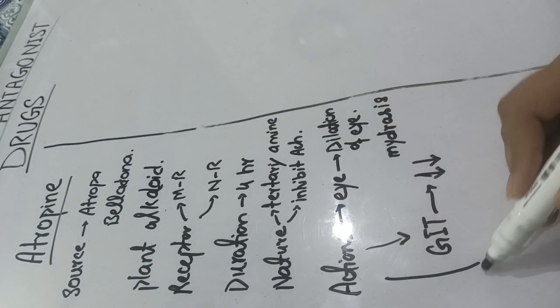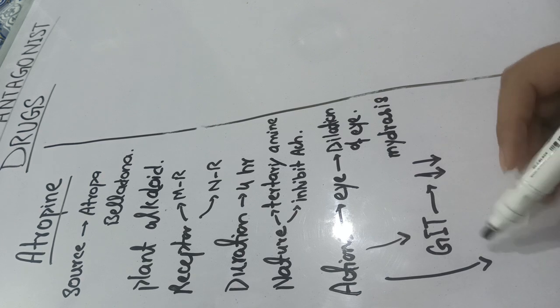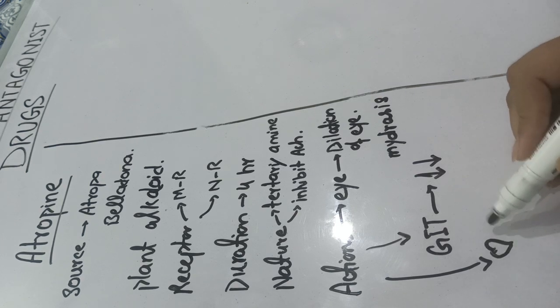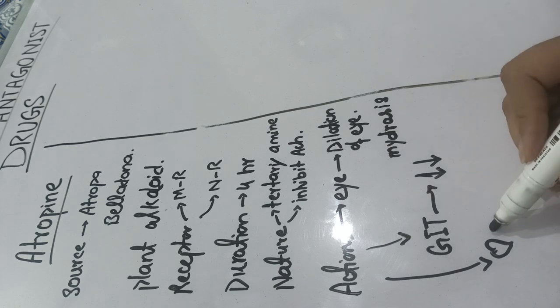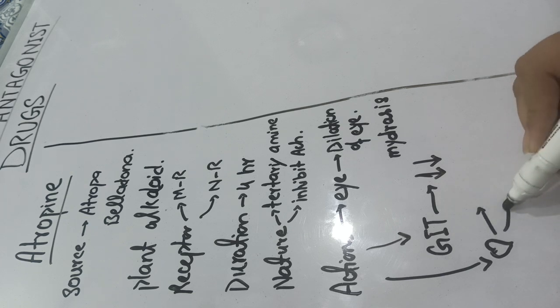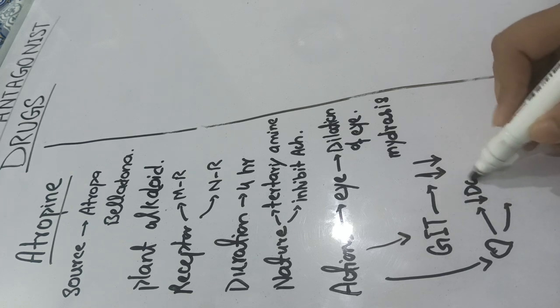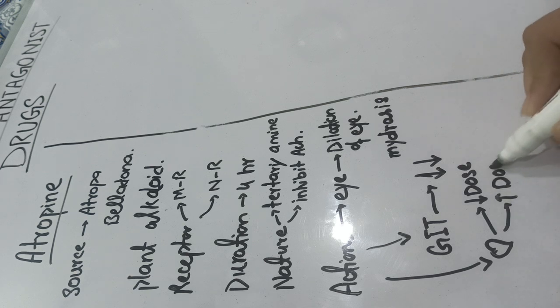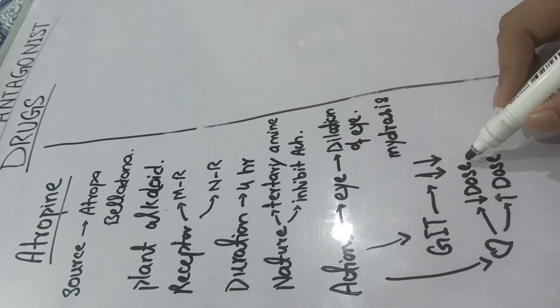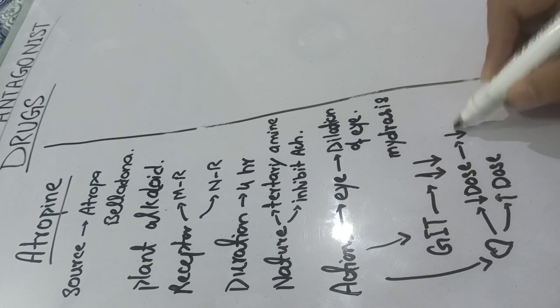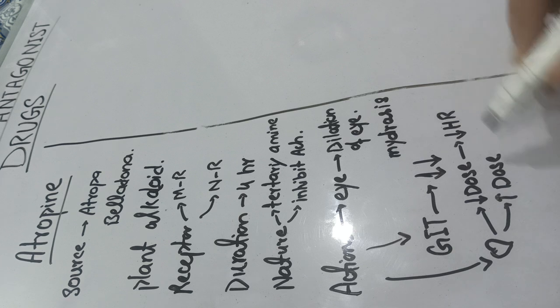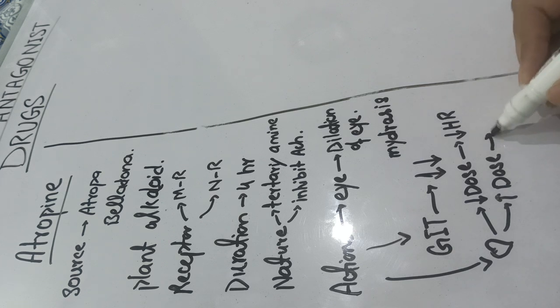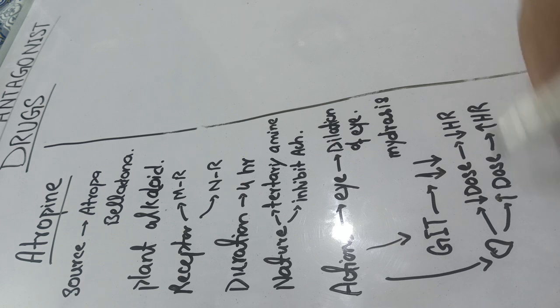The next action of atropine is on the heart. As you are in fight and flight mode, it should increase the heart rate, but it is dose dependent. When it is in low dose, its action is something else, and in high dose, its action is something else. In low dose, it slightly decreases your heart rate, but in high dose, it increases your heart rate. This is the action of atropine on our heart.